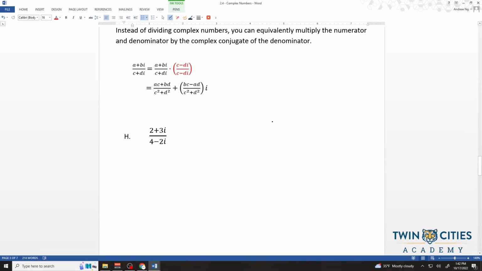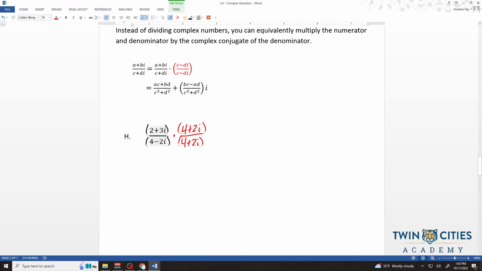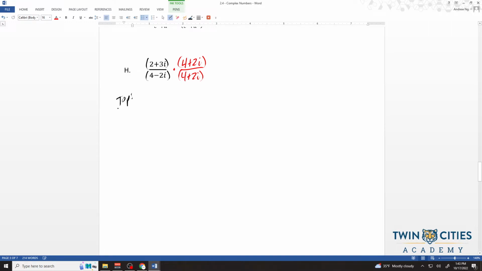So as an example, let's say I've got h here, 2 plus 3i over 4 minus 2i. What I'm going to do with this is multiply both the numerator and the denominator by the conjugate of the denominator. So the conjugate of 4 minus 2i is going to be 4 plus 2i. So this means that I've actually got two of these box problems in one. The top part is going to be 2 plus 3i times 4 plus 2i, and the bottom part is going to be these complex conjugates multiplied together, 4 minus 2i times 4 plus 2i. Let's do the top part over here, and then we'll do the bottom part to the right.